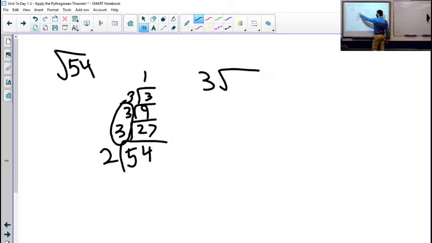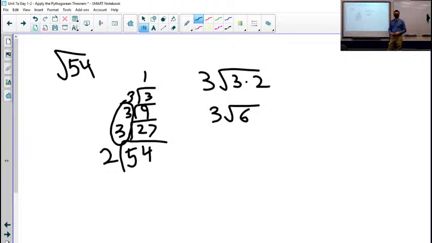Inside the square root, I've got a 3 and a 2. We're going to multiply those. So left inside the square root is 3 times 2, which is 6. So this is 3 square root of 6.